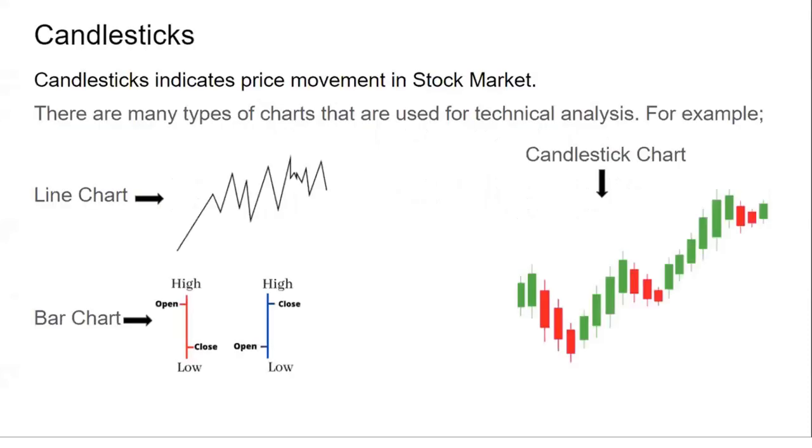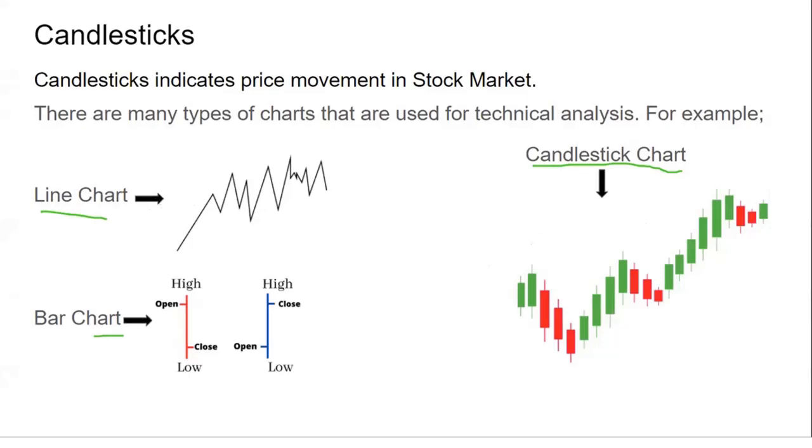Today I'm going to talk about candlesticks, how to read candlesticks and how they work exactly. Let's go to candlesticks. Candlesticks indicate price movement in the stock market. There are many types of charts that are used for technical analysis, for example, the line chart, the bar chart, and candlestick charts. The most common one among traders is the candlestick chart.